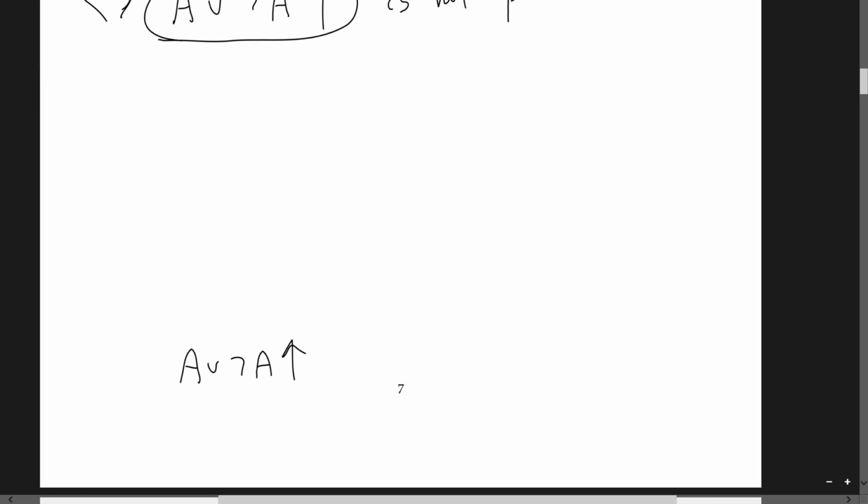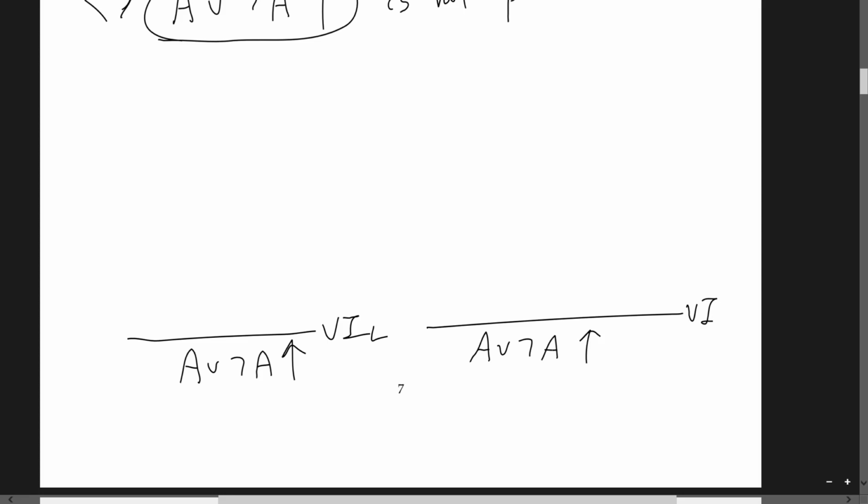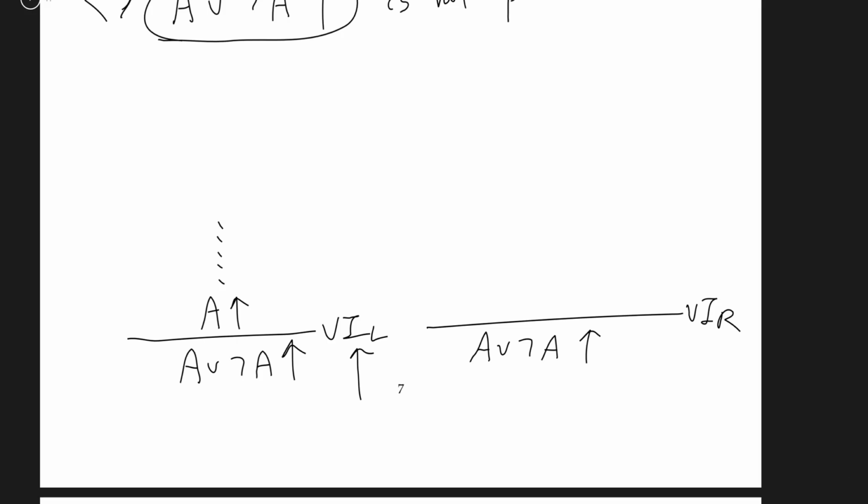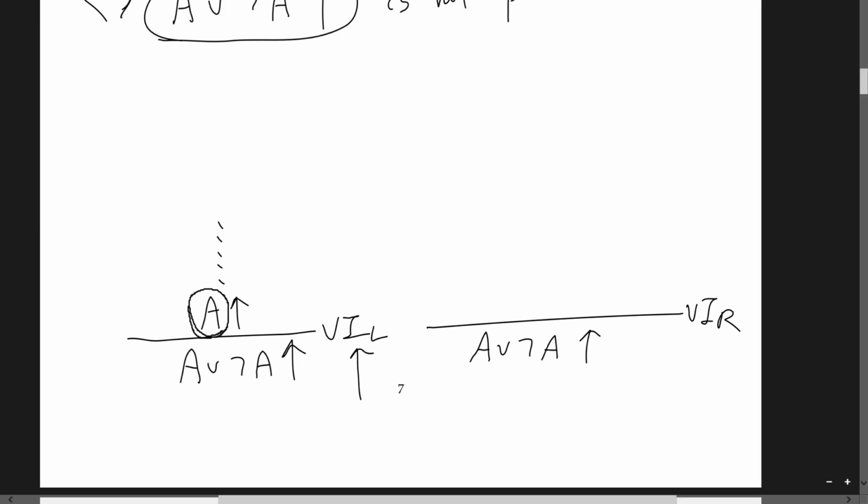There are two ways because we are using constructive logic. Either disjunction introduction rule, left, or disjunction introduction rule, right. In the left case, we have to show that A up arrow. But there is nothing more we can do about this derivation tree, because in general, we don't know what this proposition A is. So we cannot make further progress. So we get stuck here.